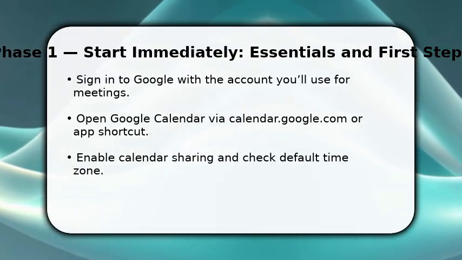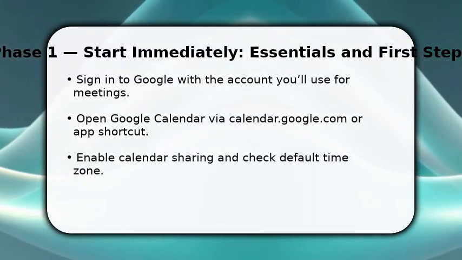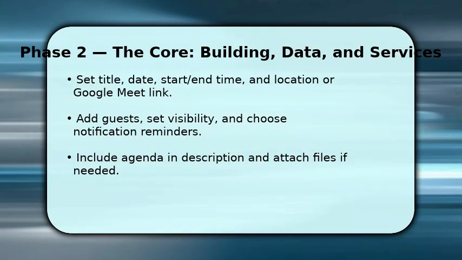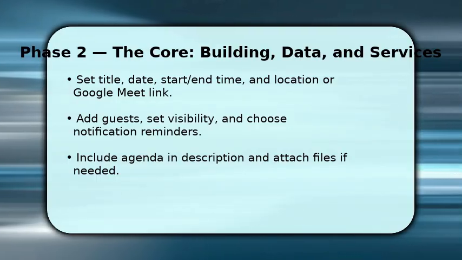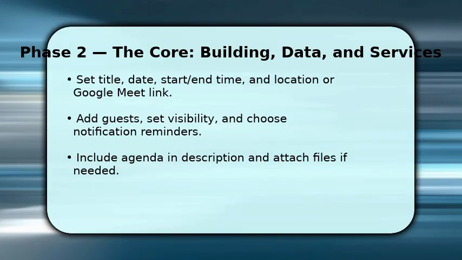Now, add the core details: title, exact start and end times, and choose location or add Google Meet for video calls. Then, add guests by email and set permissions, allowing modifications or keeping organizer-only control influences RSVP. Also, include an agenda and attach documents so attendees prepare.